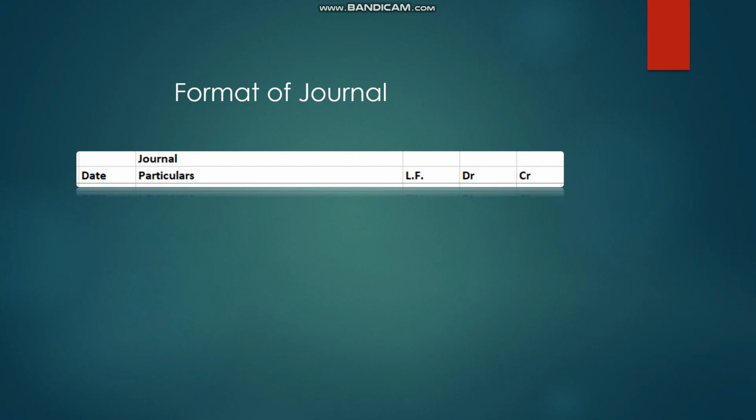Now, what is this column in the middle? Ledger folio. Ledger folio is the page number of the ledger account on which the relevant account appears. All entries from the journals are posted in the ledger accounts. This page number or the folio number of the ledger account where the posting has been made is recorded in the LF column of the journal.